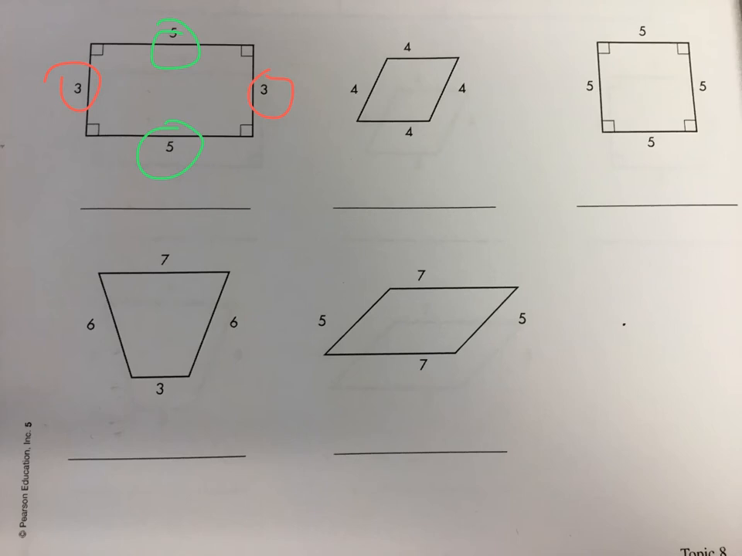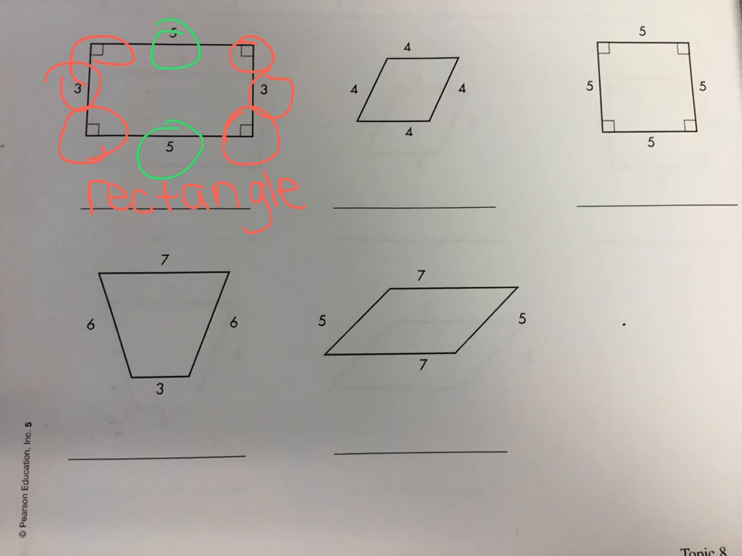So we can go back and check our chart and see, okay, which one has 2 sets of parallel lines and has 4 right angles. This one is going to be a rectangle. Could it be anything else, though? It could be more than one.